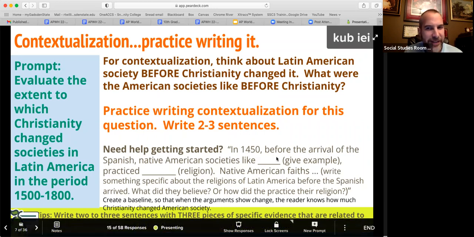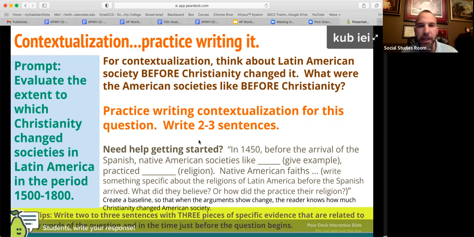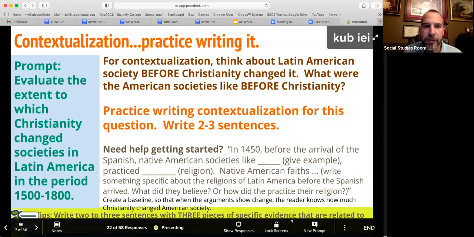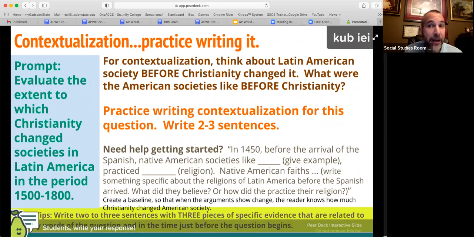All right, if these are your practice sentences, think of this as kind of a template to follow. Go ahead and type in what you think would be some good words to fill in those blanks there. In 1450, before the arrival of the Spanish, Native American societies like blank. Hopefully, you can remember some that you discussed. What were some of their religious examples, beliefs, or maybe religious rites or activities? What did they do? So let's see what you can come up with there.